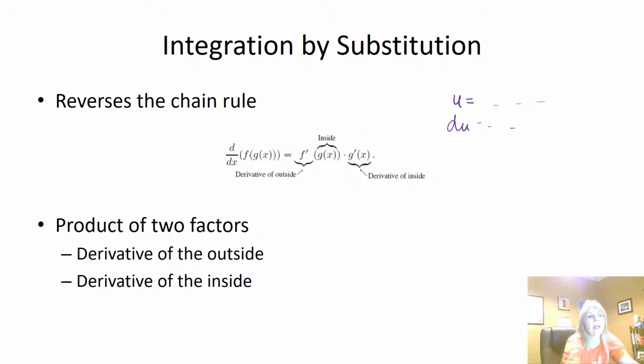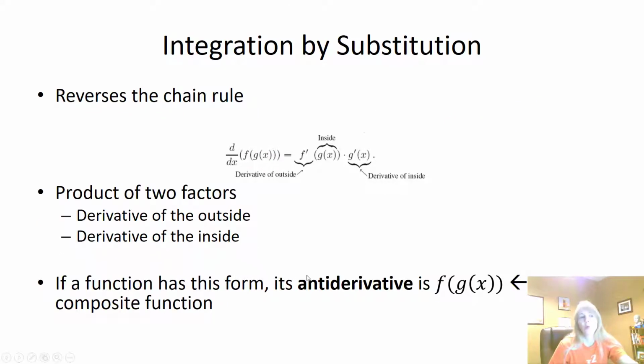Remember, we have an outside and we have an inside. When we take derivatives, we had a product, right? We had the product of the outside times the product of the inside. So when we end up with a function that has this form, then its antiderivative is this composite function.